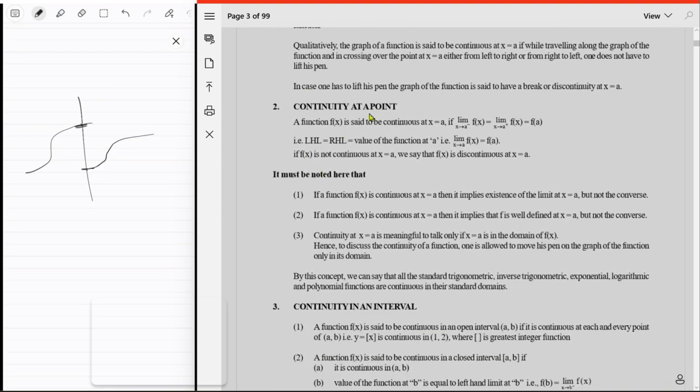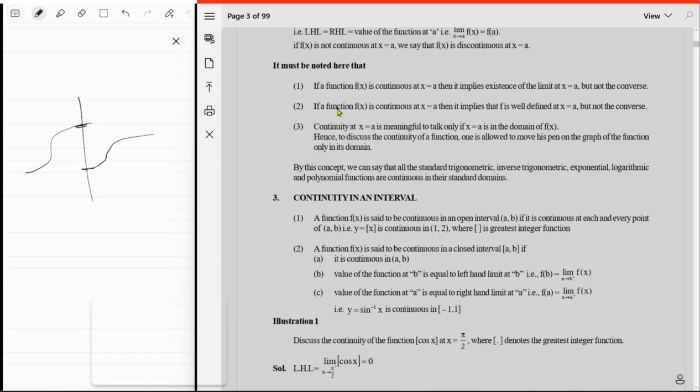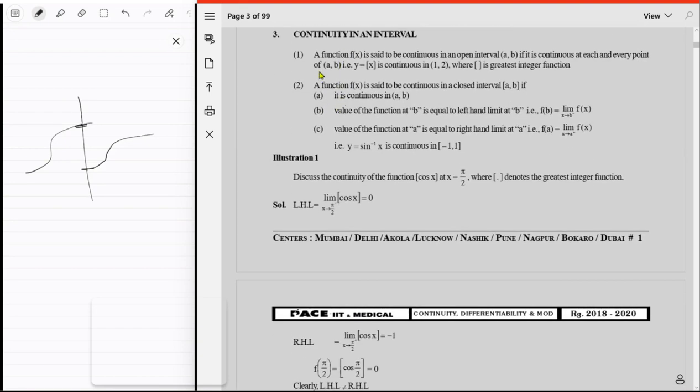Continuity at a point. Okay, that's what I said. If a function is continuous at x equal to a, then it implies existence of the limit, but not the converse, of course. Right. Okay. Continuity in an interval.